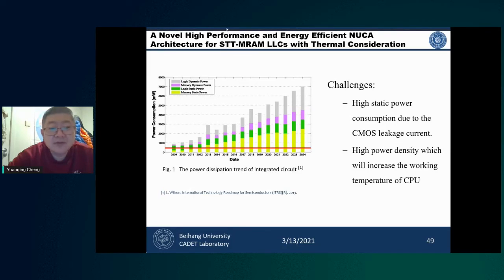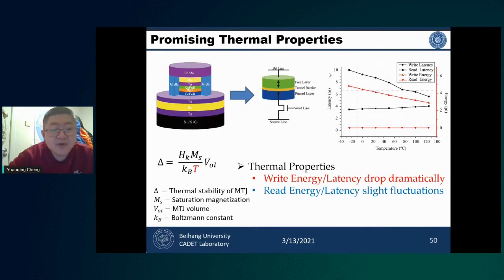And finally, I would like to introduce another work about the data migration policy, considering the thermal effect on chip. As we mentioned before, there is a very interesting thermal property of MTG, that is, with the temperature, the write energy and latency drop dramatically, and read energy and latency, they almost remain the same. So we try to use this thermal property to achieve a low power design by proposing a new data migration policy.